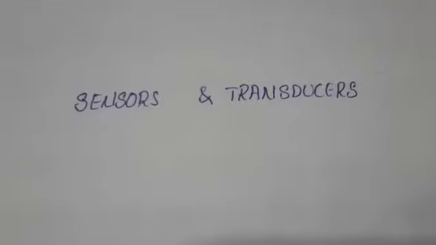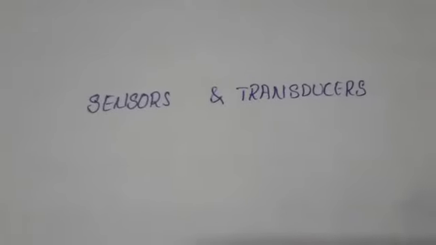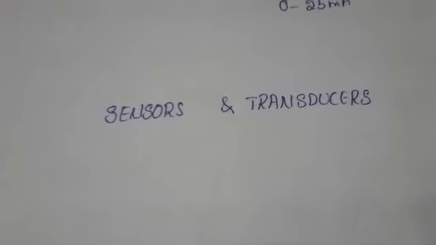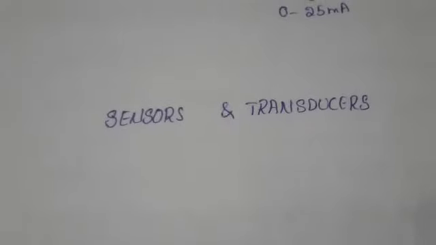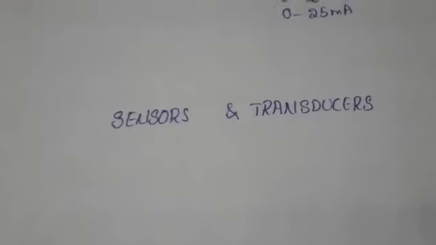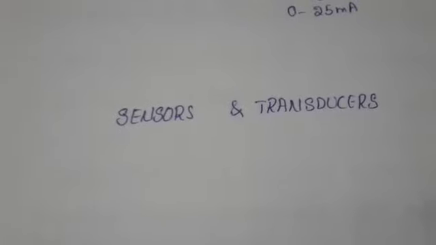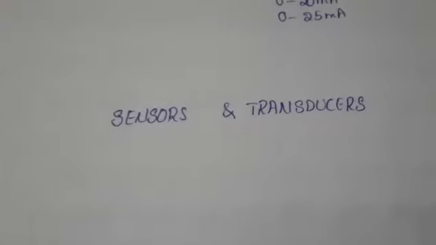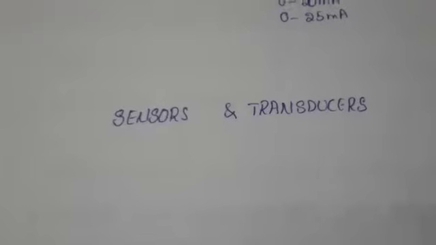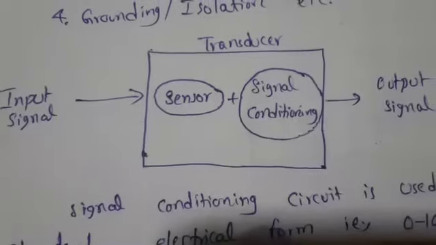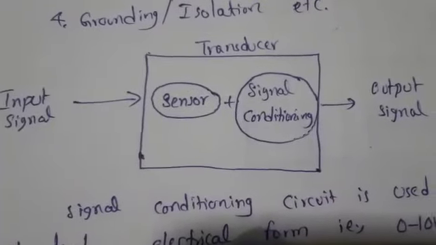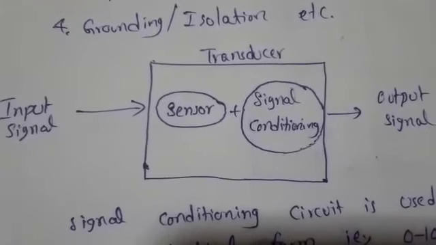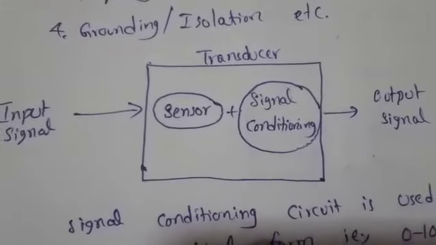Now we discuss transducers. A sensor used in conjunction with signal conditioning is called a transducer. This signal conditioning circuit performs amplification, filtering, frequency response matching, grounding, isolation, etc. This is the transducer figure. We apply the input signal and we get the output signal. Here we have sensor plus signal conditioning, that is called the transducer.